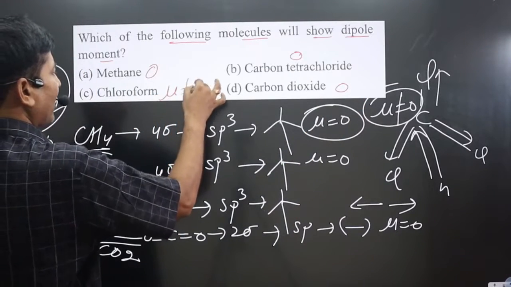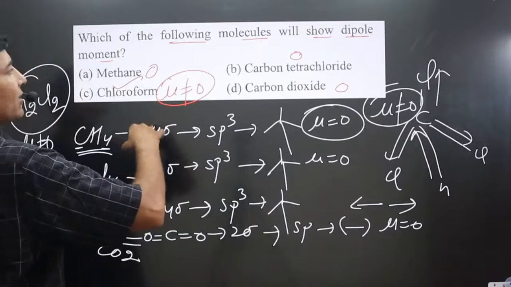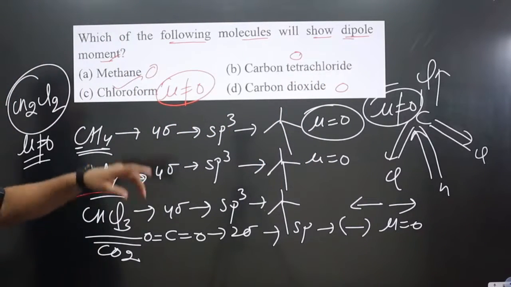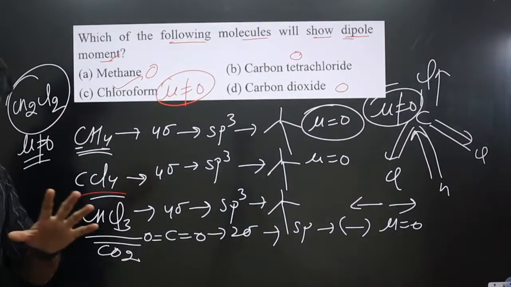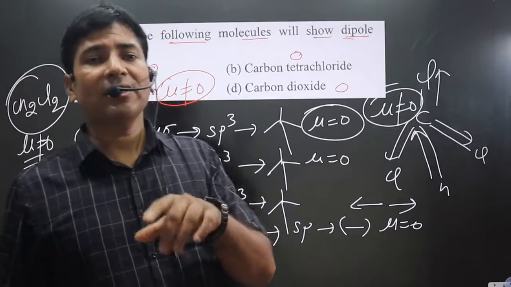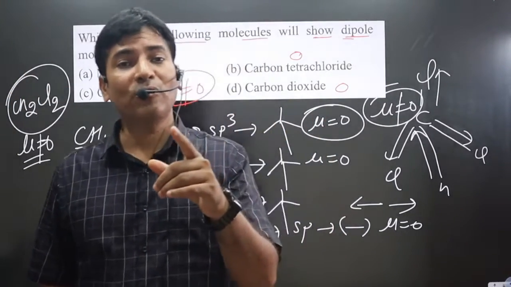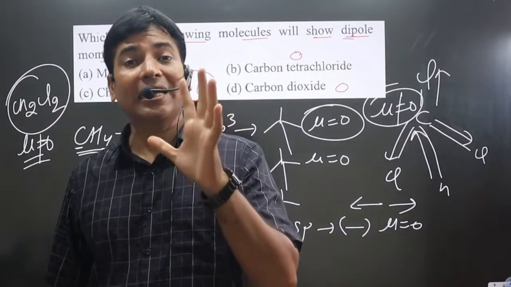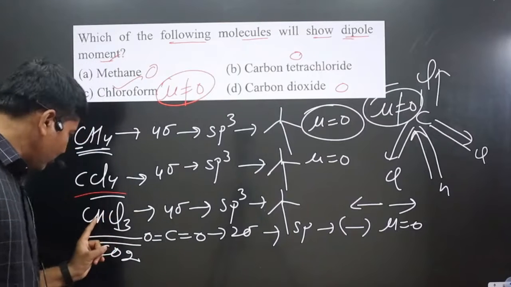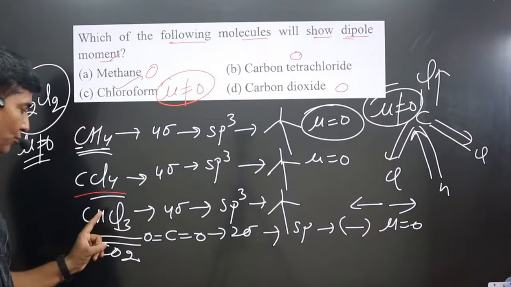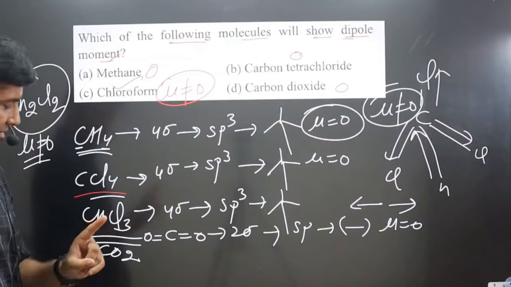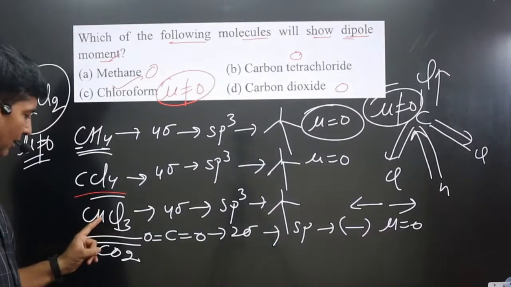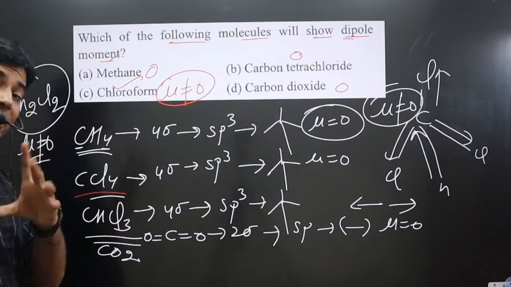In chloroform the dipole moment is not 0, so we can say it shows dipole moment. It is polar by nature. You might have learned one chemical reaction, the Reimer-Tiemann reaction. Chloroform is used, and chloroform shows acidic character. This hydrogen is removed due to the minus I effect, and since this hydrogen is removed as H plus, it is considered to show acidic character.